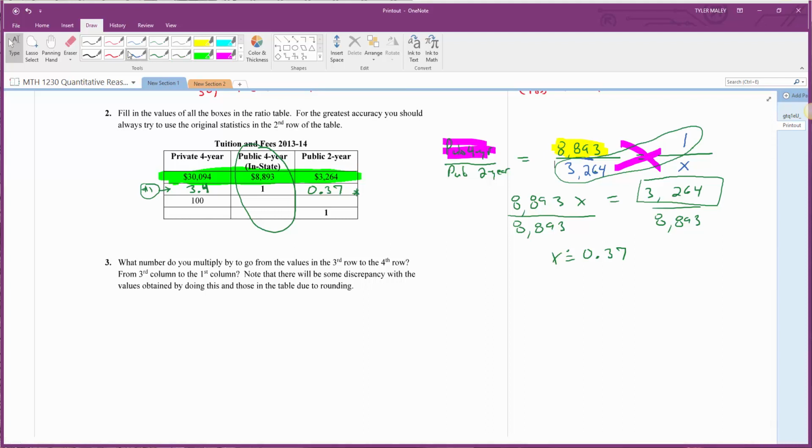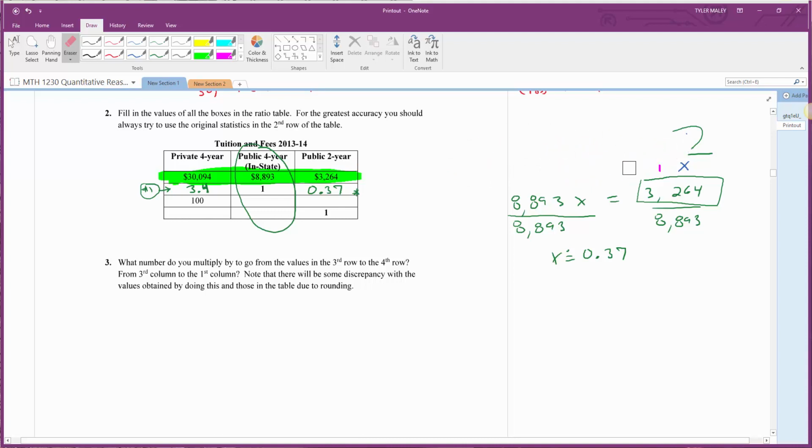All right. So let me erase this, and we'll move on to the next row.